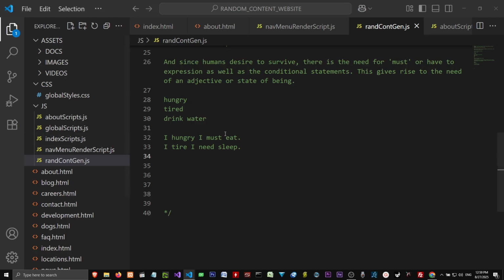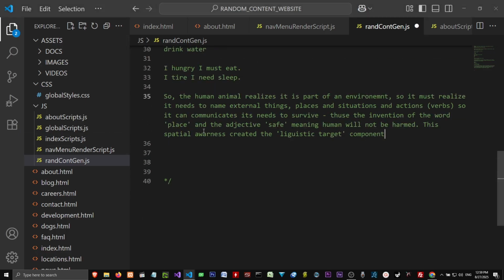So moving on, next up, I'll go ahead and paste this. The human animal realizes that it is part of an environment. So it realizes that it needs to name external things with sounds, external places and situations and actions. Actions means verbs. So it can communicate its need to survive. Thus, the invention of the word place, or the concept of a place and associating a sound with it, and the adjective safe, or the concept of safe, and the human meaning to not be harmed and to survive.